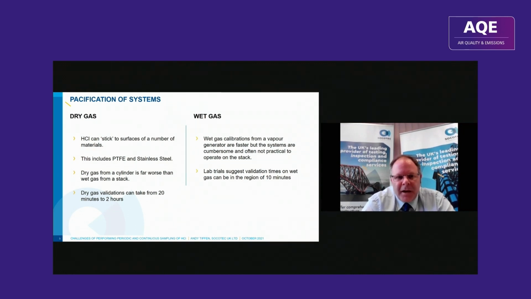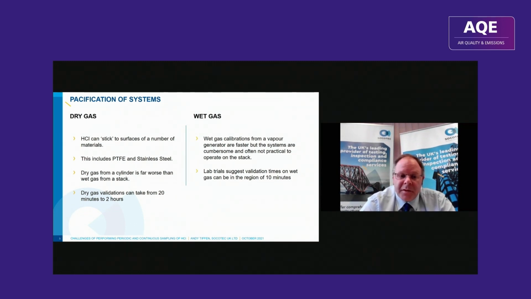So we acquire a cylinder of HCl and inject that into the analyzer, or potentially straight down the sample system through the sample line, the filter and the probe, and into the analyzer. And the problem with dry gas is it does seem to stick to various components on its way down, which means that you need to pacify the sample system. You need to make sure that if there are any active sites in the sample system where HCl could react or stick, that those are pacified over a period of time before you get a valid result.